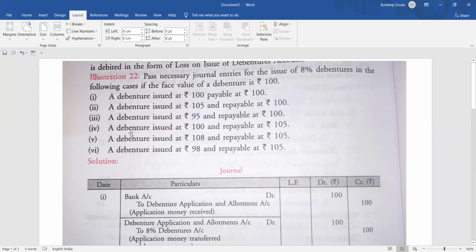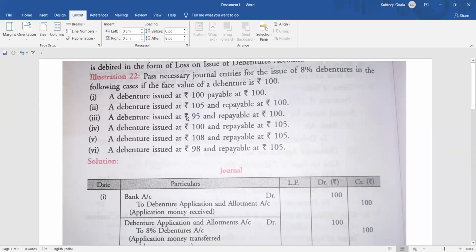Okay, so what is that? A debenture issued at rupees 100 and repayable at rupees 105. Issued at 100, that is issued at par, and redeemable at more than 100 rupees, so repayable at premium, or redeemable at premium, right?